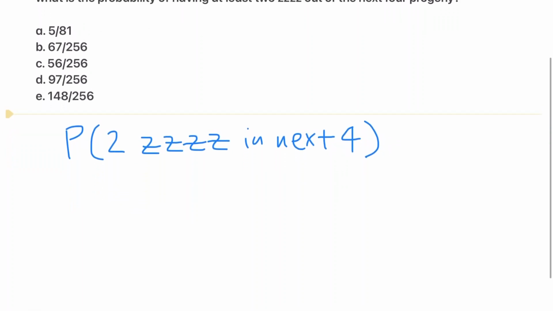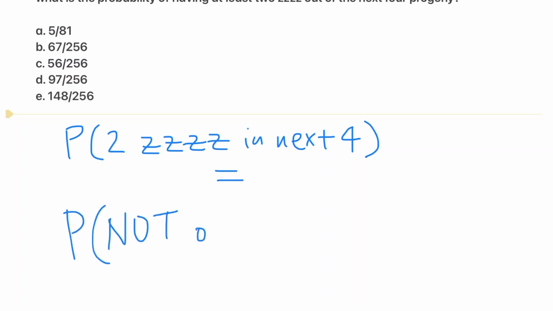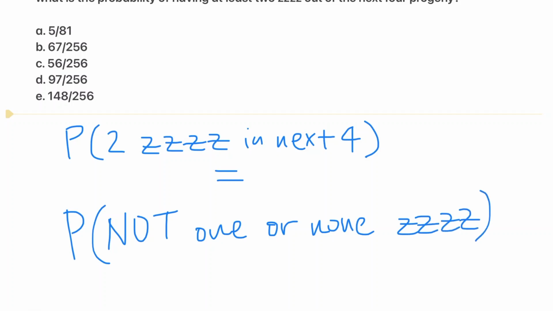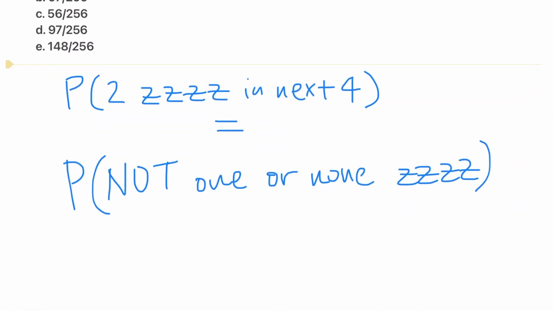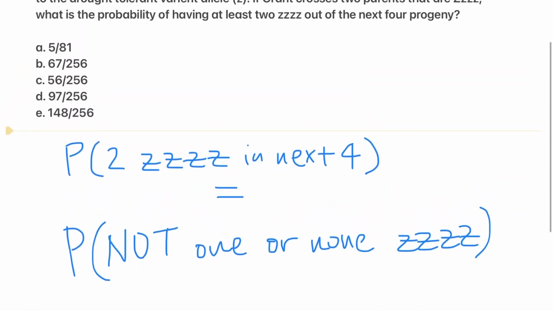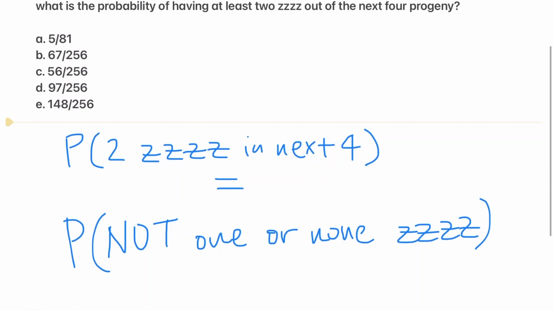So what does this really mean, right? This is essentially equal to saying not 1 or none z, z, z, right? That's essentially saying the same thing. Not 1 or none z, z in the next 4 offspring. And that brings me to the other thing. Progeny, if you didn't know, just means offspring.